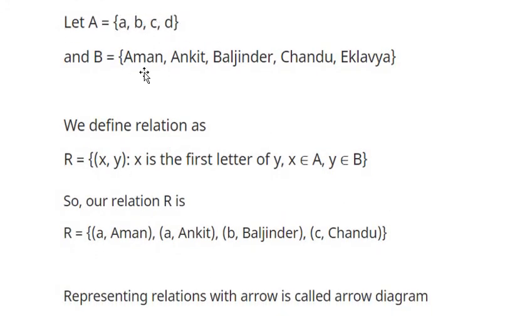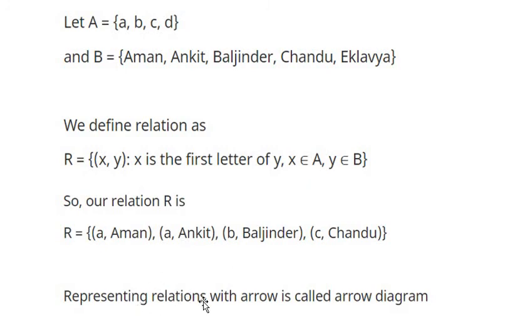So let us say A, then Aman. A, Ankit, because the first letter of Aman and Ankit is A. Similarly, B, so Baljinder, and C for Chandu. I can also take E with Eklavya, but why am I not selecting that? Because A does not contain E. So we will not consider E and Eklavya as the first element does not belong to the first set. Our condition is that the first element should be in the first set and the second element should be in the second set.